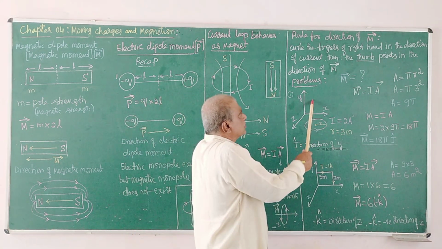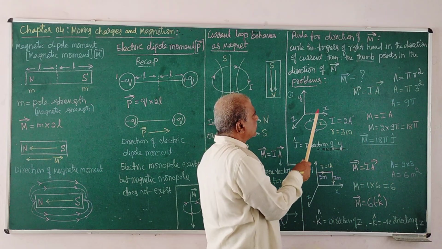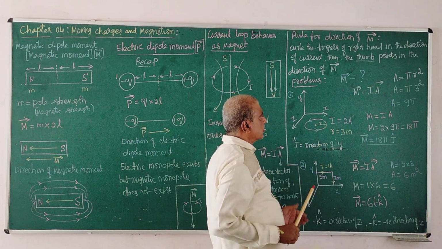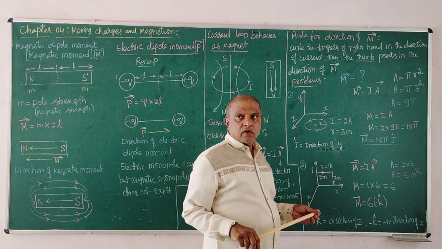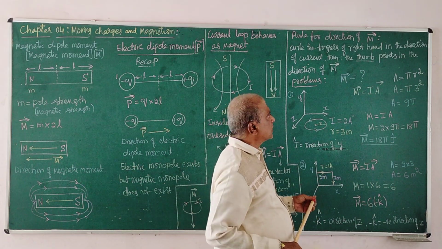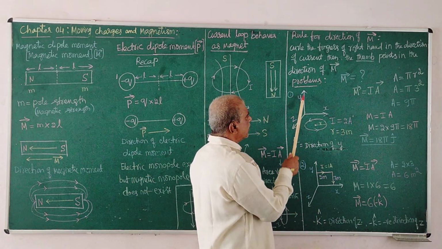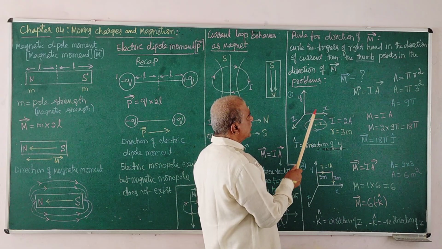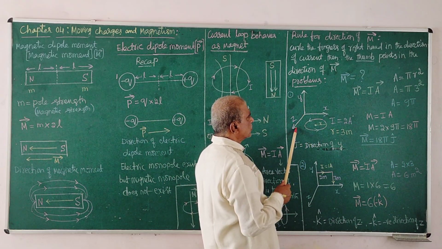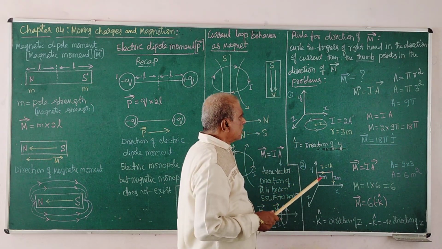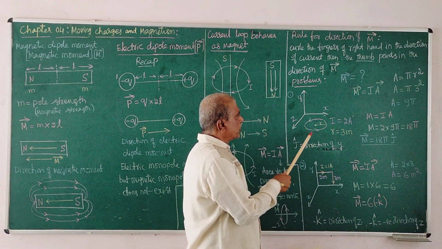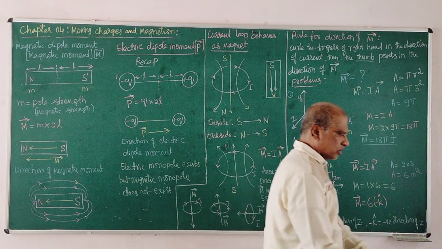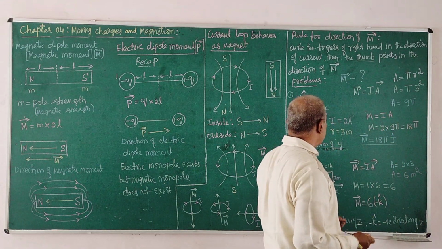There are some problems on this calculation of M and the direction, which are useful to solve objective type problems. You are given a diagram like this: X direction, Y direction, Z direction, three dimensions of course. Here a circular loop carrying current.